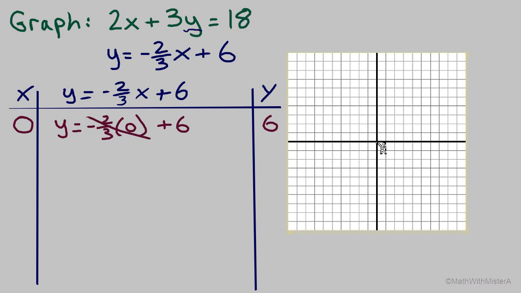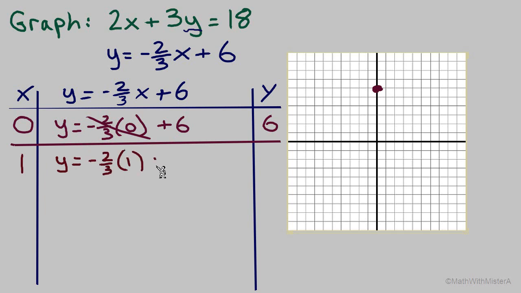So we have an ordered pair just on the y-axis when we go up 6. Next, let's see what happens when we choose x equals 1. Y equals negative 2/3 times 1 plus 6. Now we have to do some operations with fractions. Negative 2/3 times 1, it's not too bad because multiply by 1 we know keeps the original number, so negative 2/3. But now we have to add it to 6.